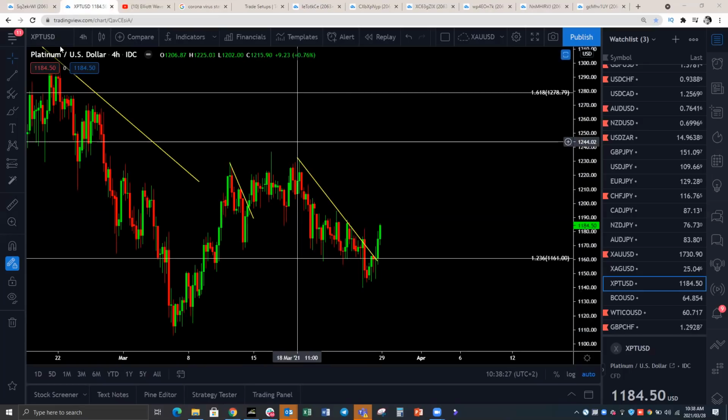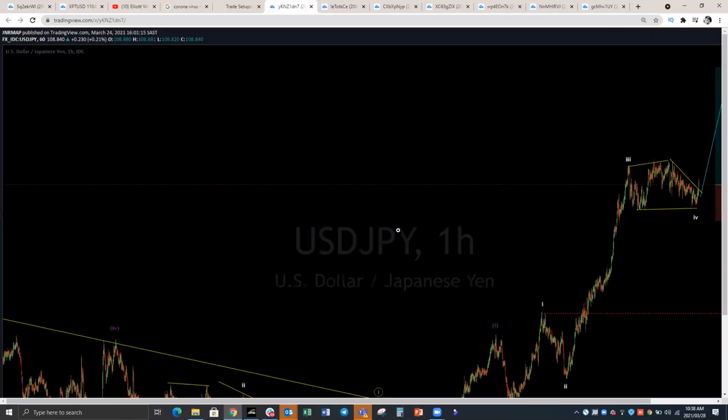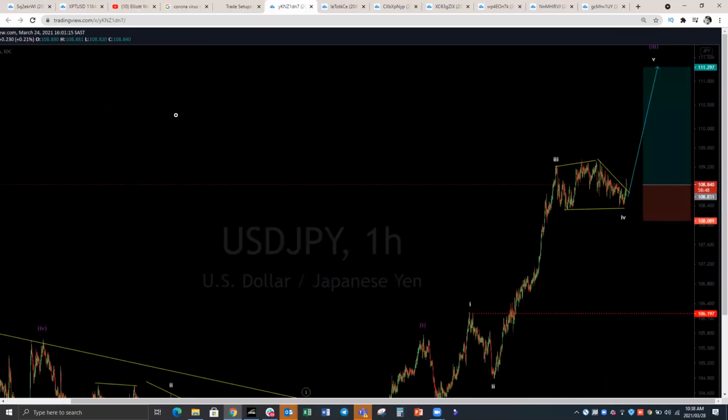And the next trade setup that we have here is obviously US dollar yen, which you've already seen. So this is US dollar yen, which we took here at 108.84. We've already moved 100 pips here on US dollar yen to around 109.80. Currently, we are around 109.70. We still expect this to push to the upside, as you can see with the forecast. So that's how we've got our trade setups there. Right, let's go back to the charts.